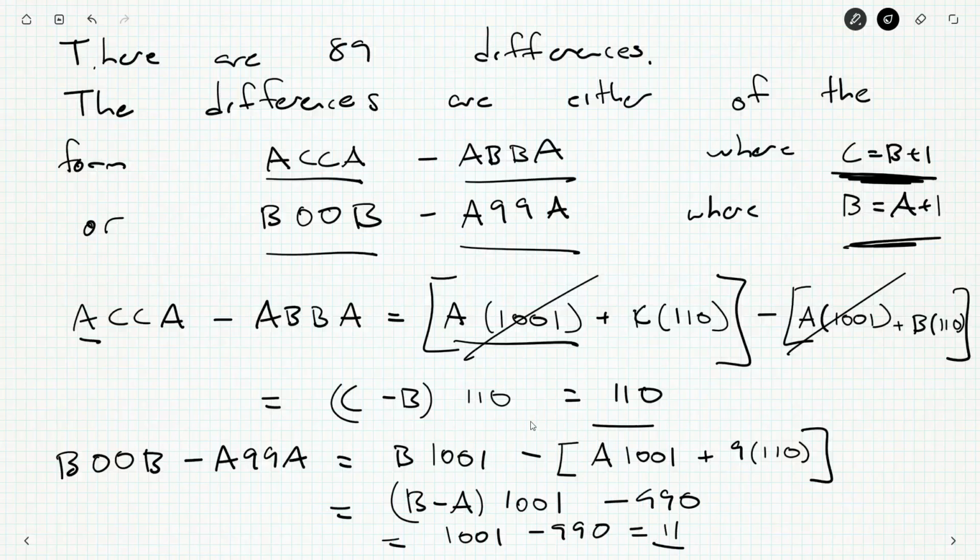If you wanted to prove that these were the only two, you would have to justify that these are the only two ways we can have differences of 4-digit palindromes. I don't think that really needs a lot of justification here. So we get the 110 and we get the 11, but more importantly, we now understand where these come from. Okay?